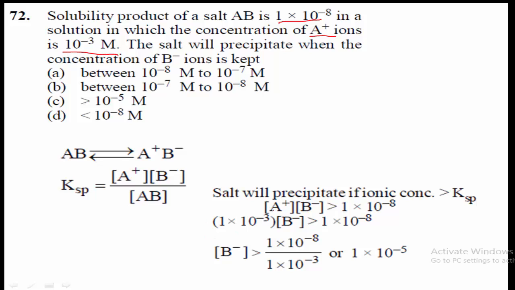Therefore, substitute the concentration of A plus, that is 1 into 10 raised to minus 3, and the concentration of B minus is unknown, and it should be greater than 1 into 10 raised to minus 8, that is the solubility product. Therefore, the concentration of B minus would be greater than 1 into 10 raised to minus 8 divided by 1 into 10 raised to minus 3, which gives 1 into 10 raised to minus 5. Therefore, option C is the right answer. That means it should be greater than 10 raised to minus 5 M.